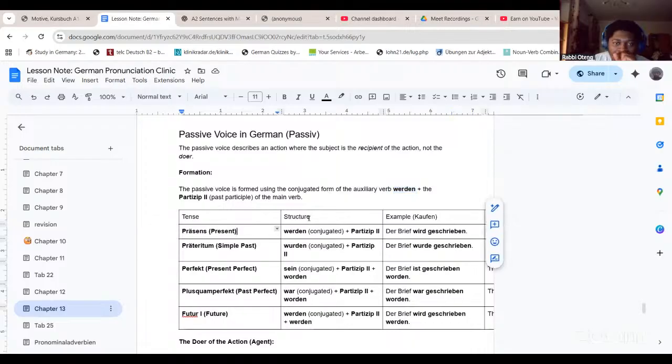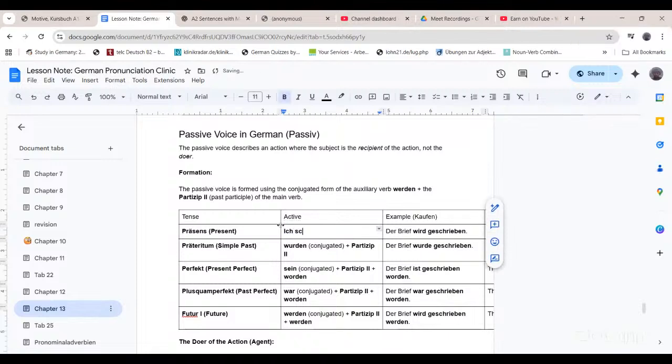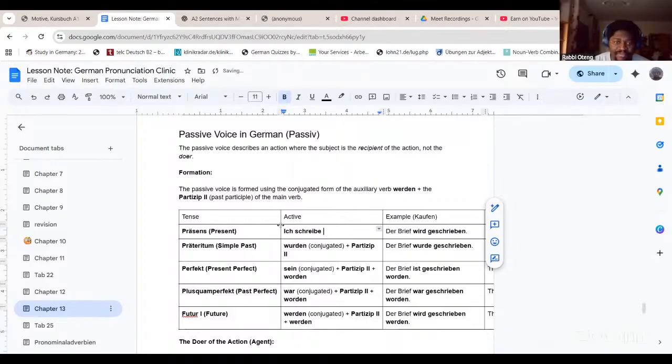Okay. So in the present tense, I am writing a letter. The active sentence, let me change the table now. So how do we say I am writing a letter in German? Ich schreibe den Brief. I am writing the letter.